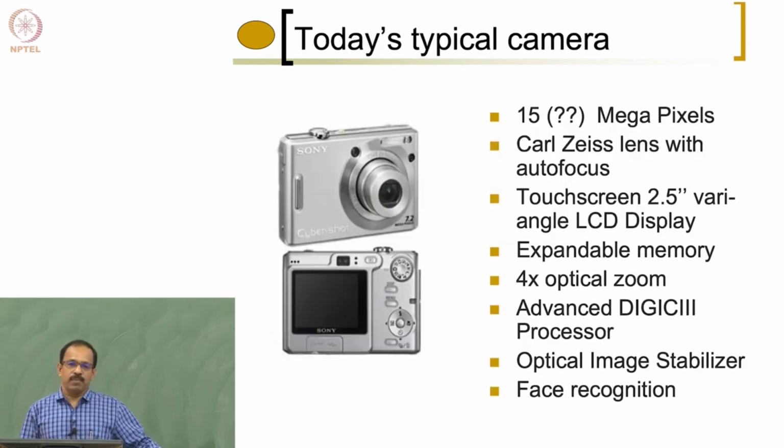Now today's typical cameras, these are very old now. 15 is not the current. You can have large megapixels, touch screen, optical zoom, and advanced processors. You can do a lot of image processing in the camera itself. You can do a lot of vibration, shake control or acceleration control. A lot of things are available in the camera which improve the quality of the images.